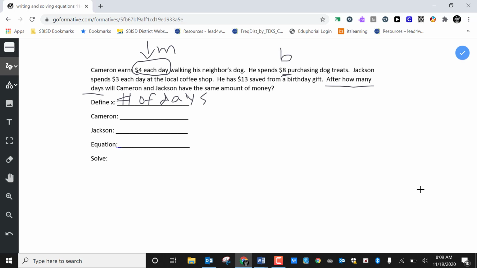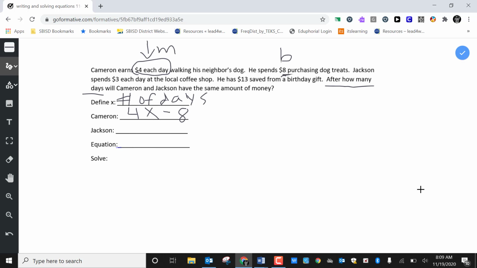That's my B. So he earns $4 each day. So that's a positive 4 times the number of days that he walks his dog. But if he spends $8, we're going to have to subtract the 8. Okay, now let's look at Jackson.